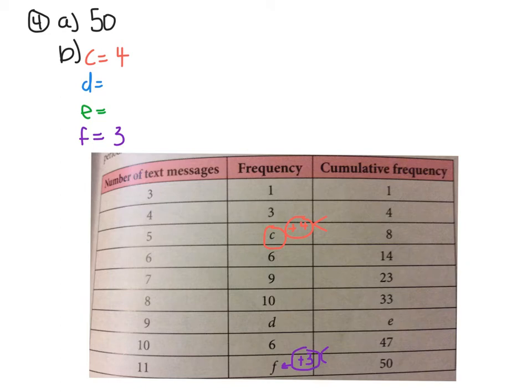So for E, right here we have this frequency of 6, so that means to go from E to 47, we added 6. So if we added 6, go backwards, subtract 6, we know that E had to be 41, and then that helps us find D. If we know that this is 41, we add 8 to get from 33 to 41, so that means that D had to be an 8.